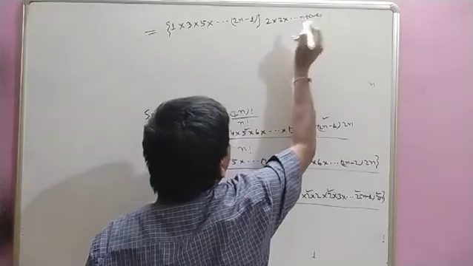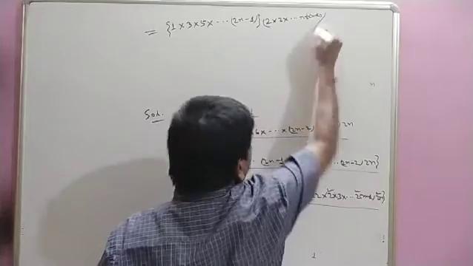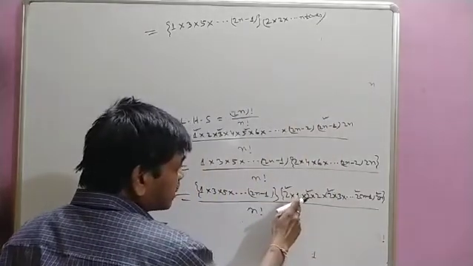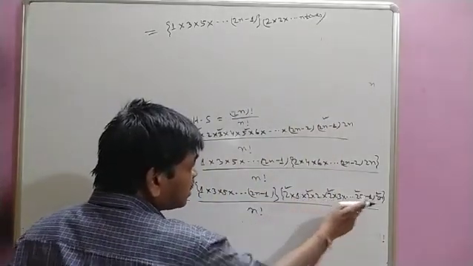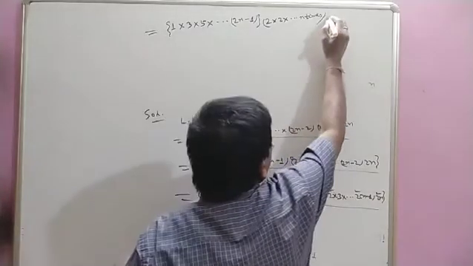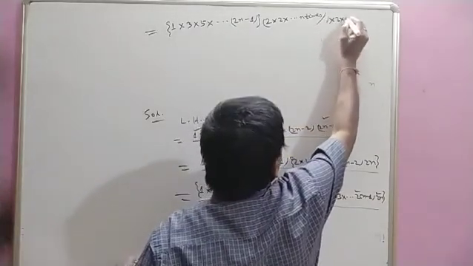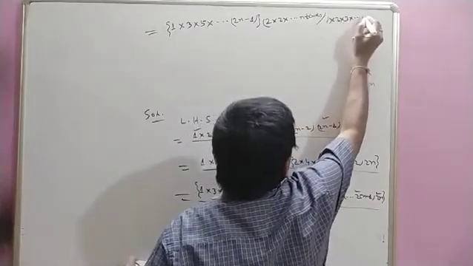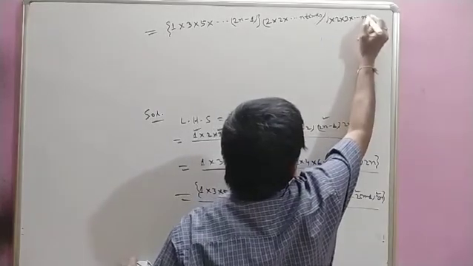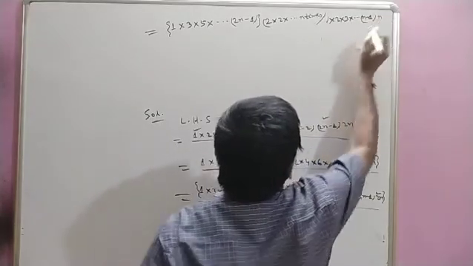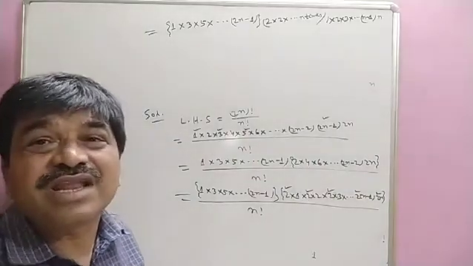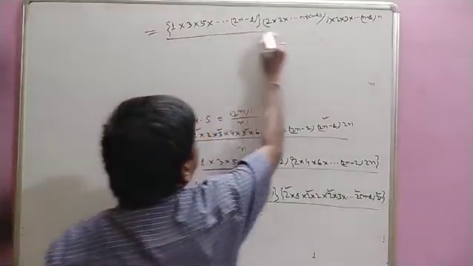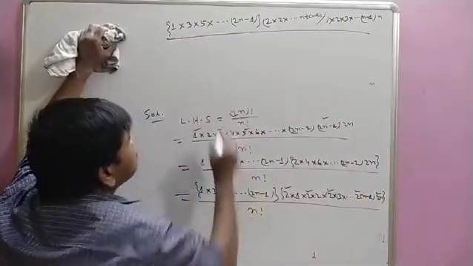Very clear? Then next, what is left? The second factors: 1, 2, 3 up to n. So next what is left? 1, 2, 3 up to n. Very clear? Then whole divided by n factorial.